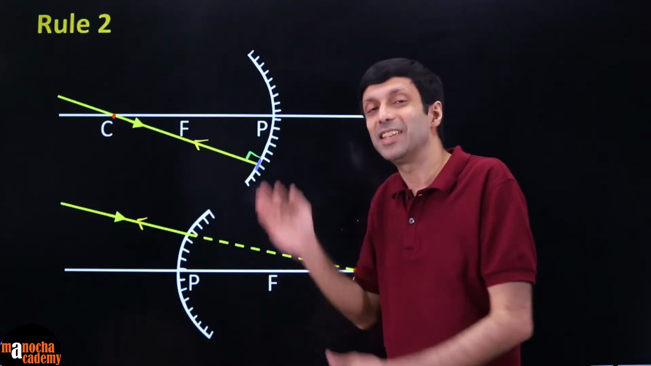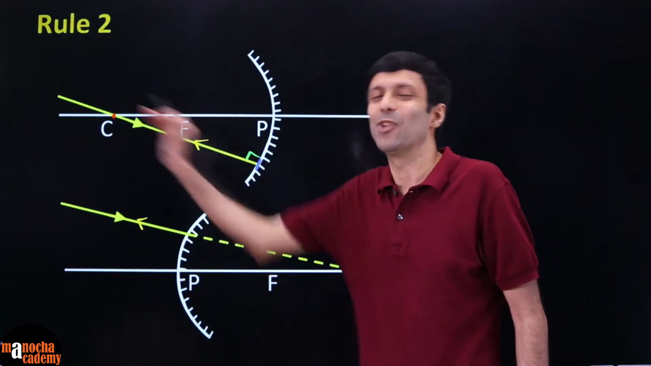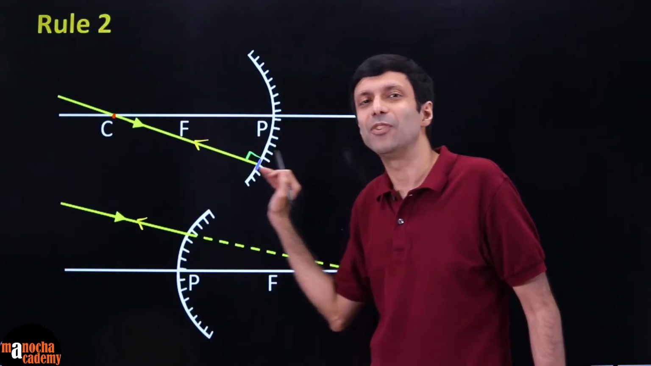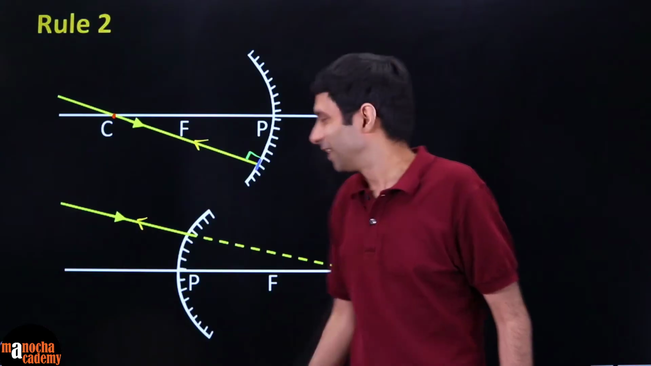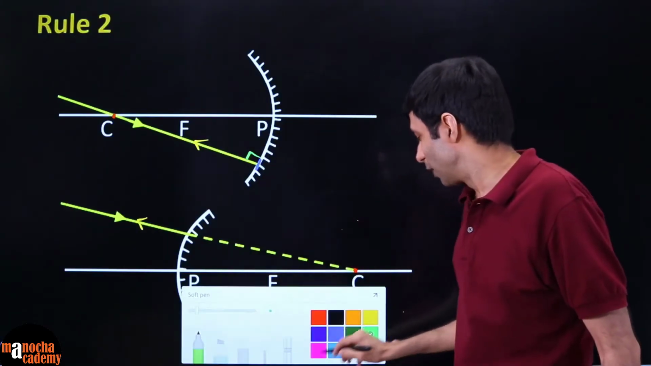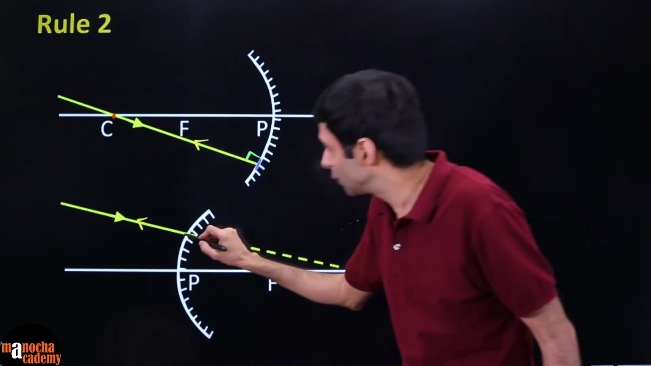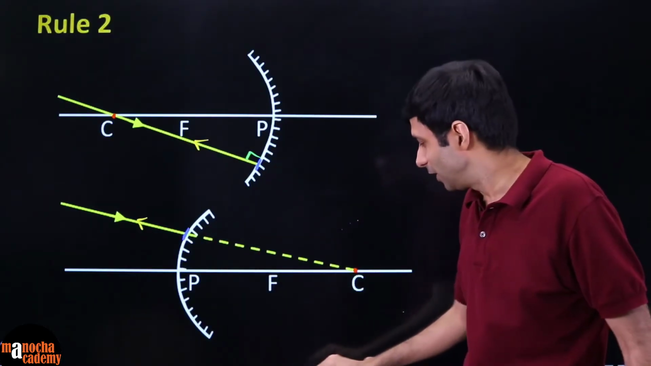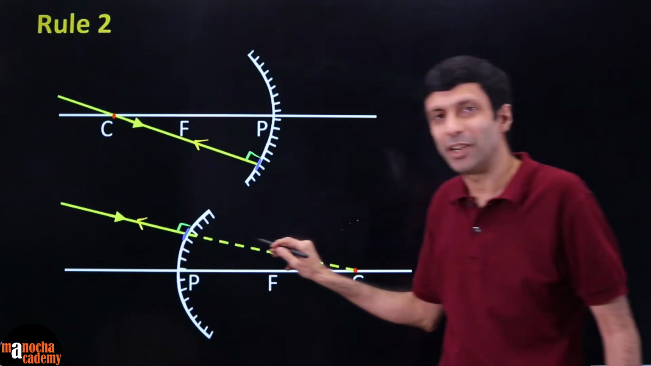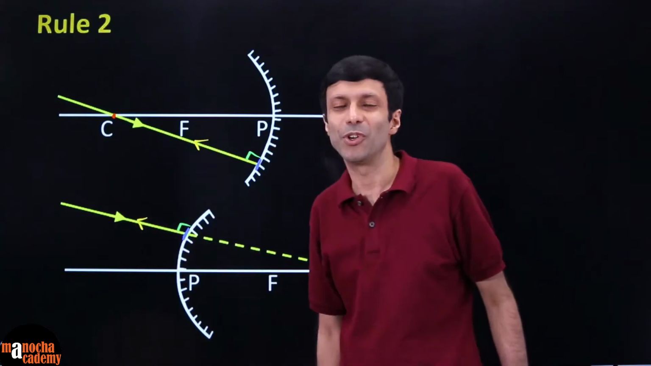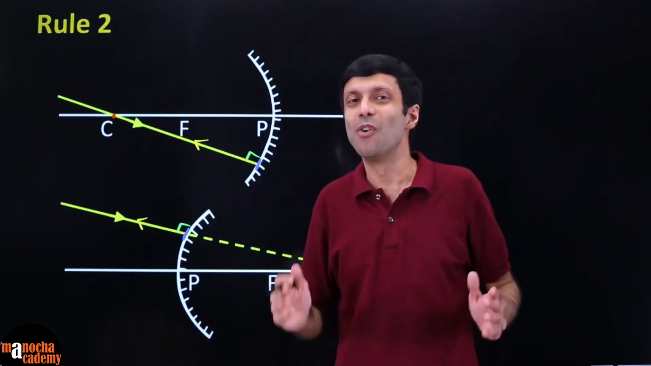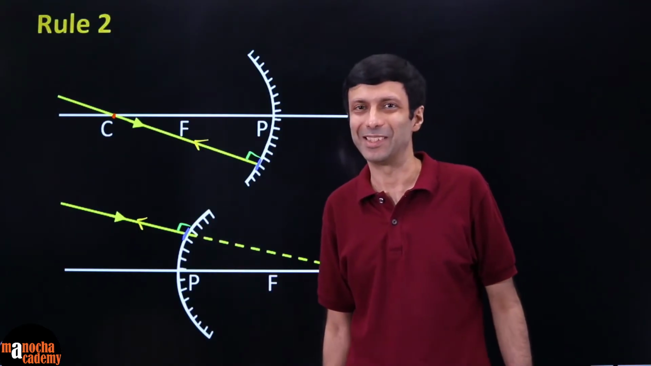When you have normal incidence, angle of incidence is 0, angle of reflection will be 0, because when light is incident normally, it will simply retrace its path. Same thing over here: if you draw a tangent, the small plane mirror here, then it is perpendicular to the radius. Once again, we are having normal incidence, so it is simply going to retrace its path. So this was rule 2 for concave and convex mirrors.